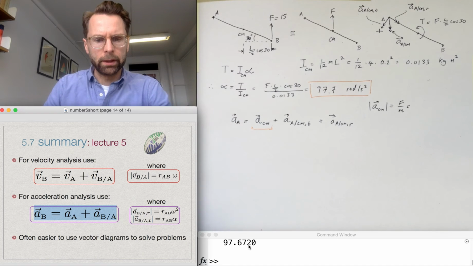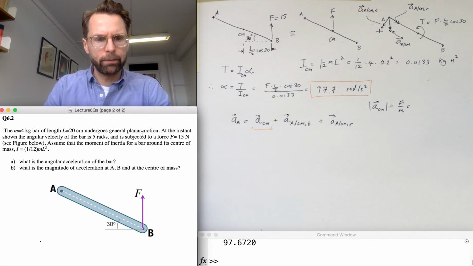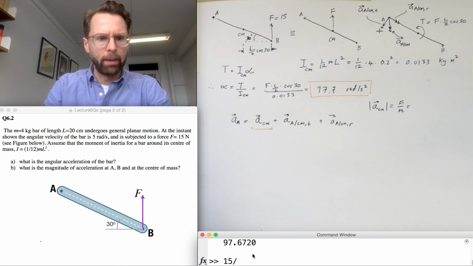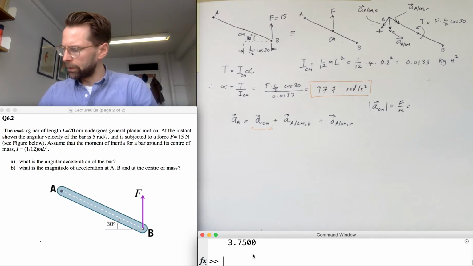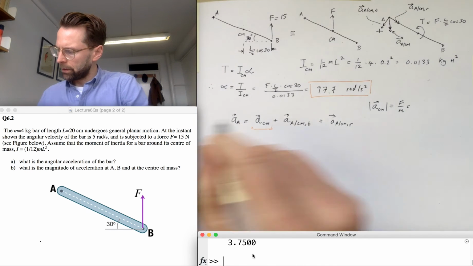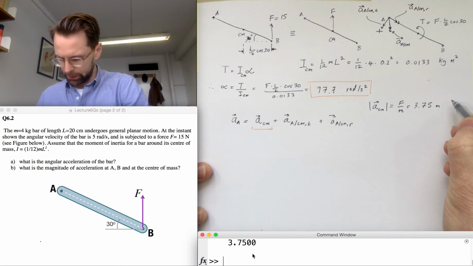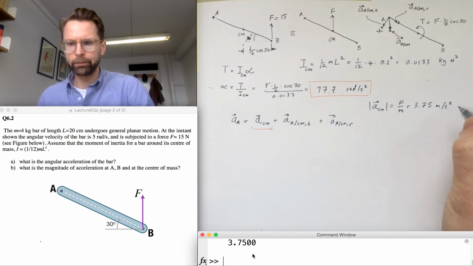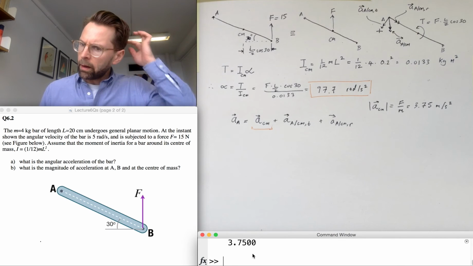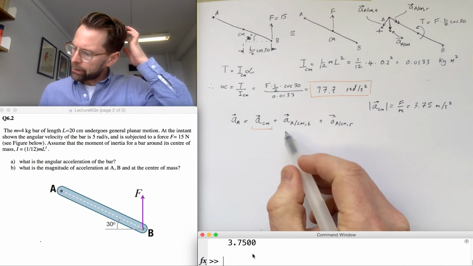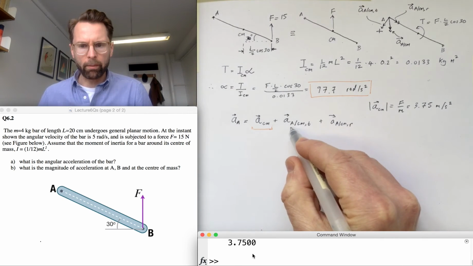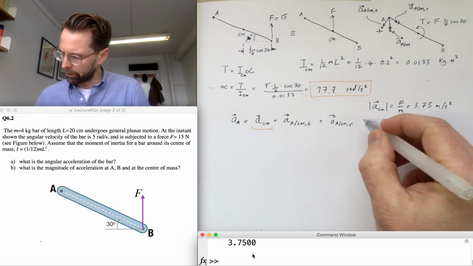So the force is, go back to the question, 15. The mass is 4, so that's 3.75 meters per second squared. Okay, so now we can work out what the magnitudes of these components are.